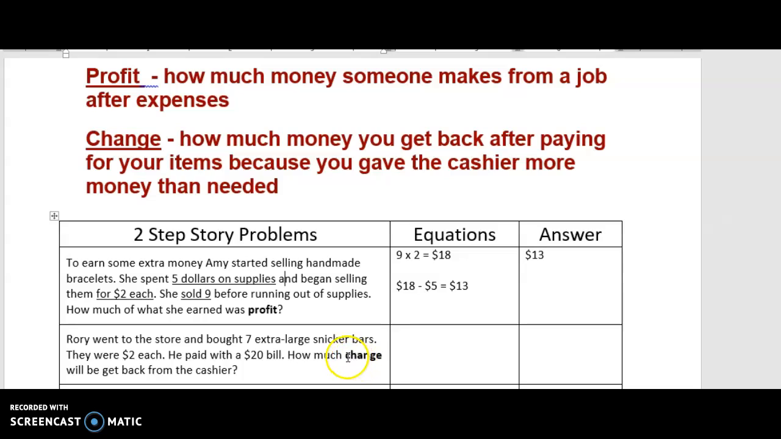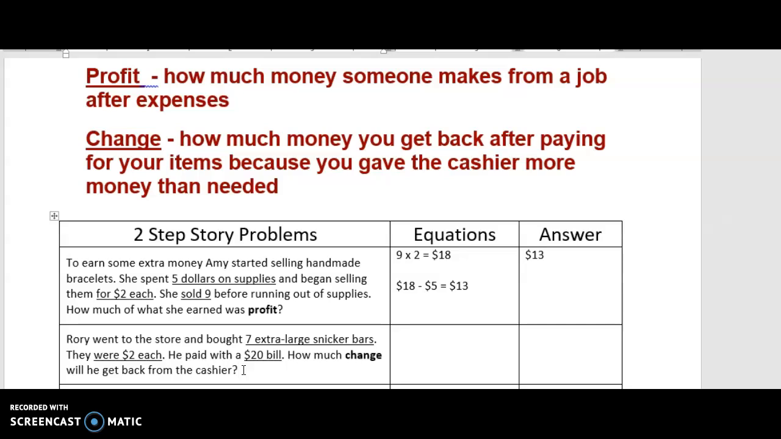Alright, and the next one here is change. So remember, change is how much money the cashier is going to give you back. Rory went to the store and bought 7 extra large Snickers bars. And they were $2 each. He paid with a $20 bill. That must have been what he had. How much change will he get back from the cashier?